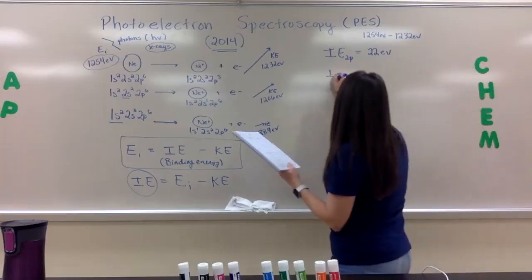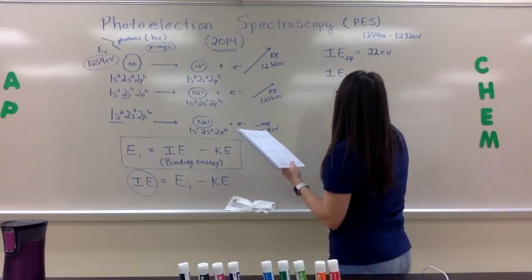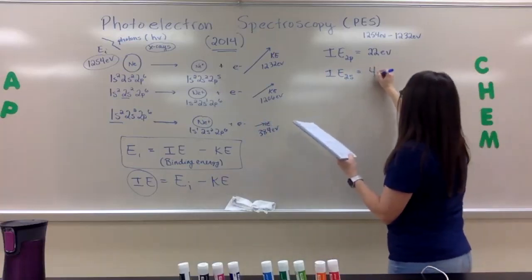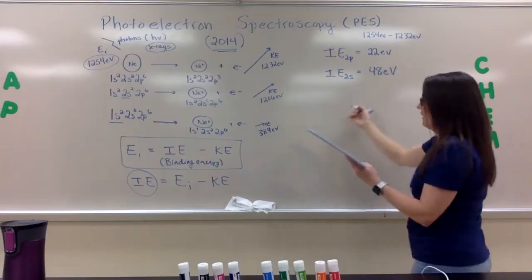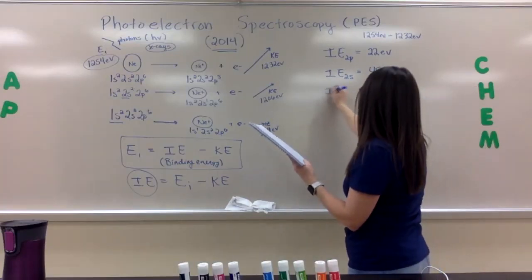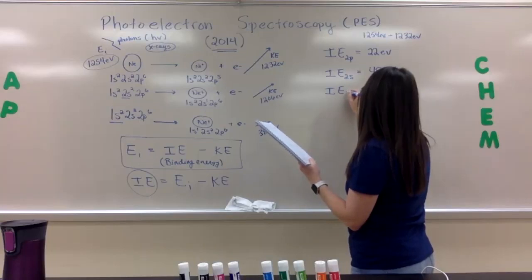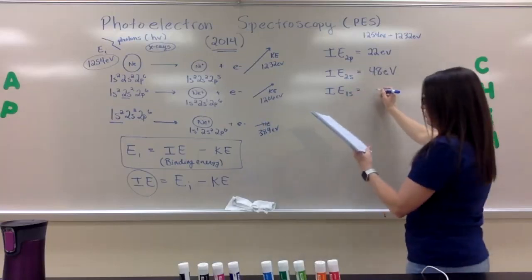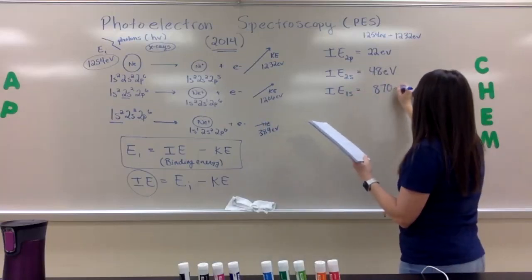Then the ionization energy for the 2s electron was 48. I'm trying to keep this short. The video I watched is like 20-some minutes long. I don't want this to be that long. This one was 870 electron volts.